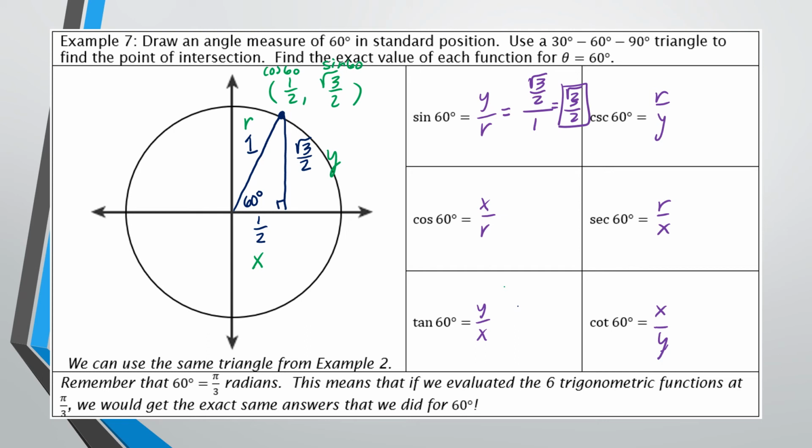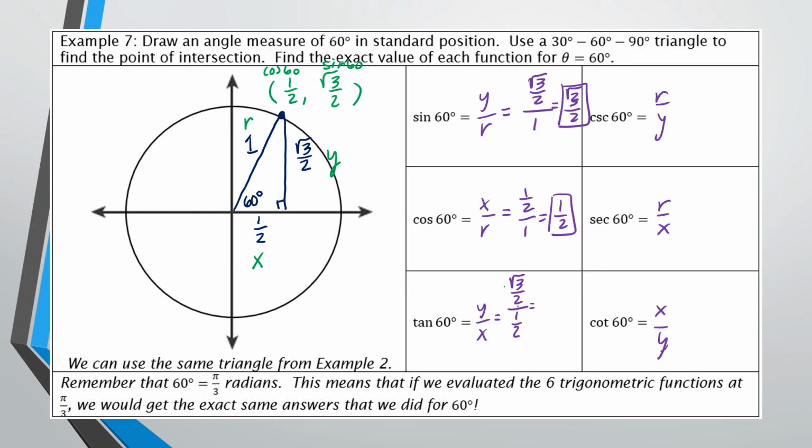Okay, for the cosine, we're going to do almost the same thing, but it's x over r, so it's 1/2 over 1, which is just 1/2. And then for the tangent, it's going to be y over x. So this one is going to require a little bit of work here. So we're going to have the square root of 3/2 over 1/2.